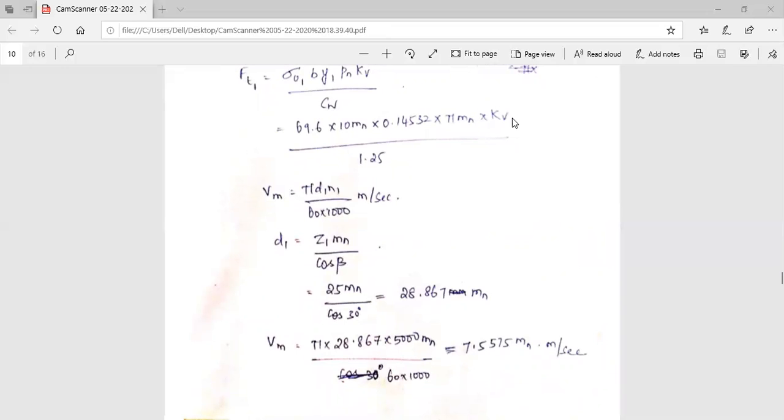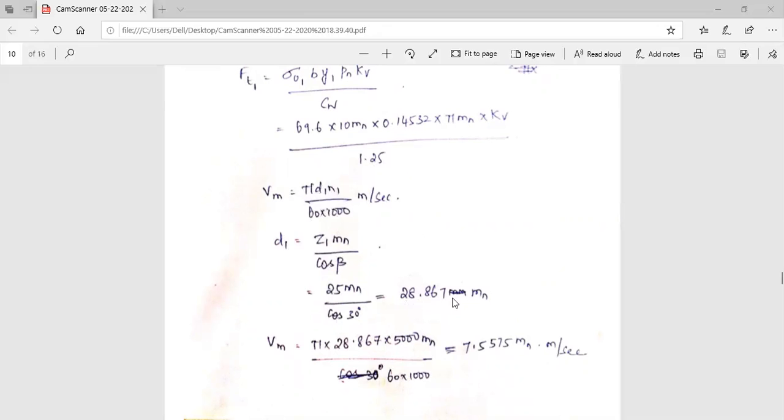So kv, that is the velocity factor. To find the velocity factor, we need the mean velocity, that is vm, the mean velocity or line velocity. Already we know the formula for velocity, pi d1 n1 divided by 60, because we design based on the pinion only. We need meters, but d1 is in mm, so you should convert into millimeters, divided by 1000.